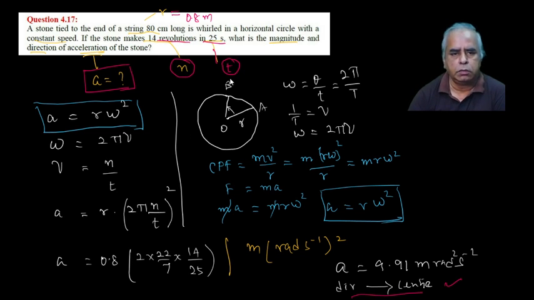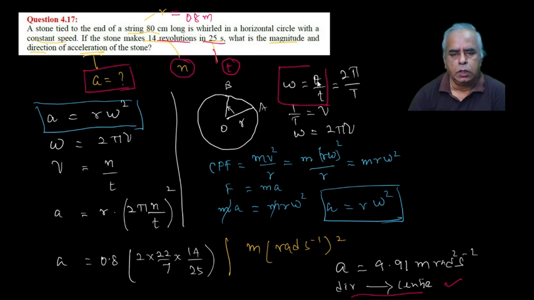See, when the stone tied to the string is whirled, that is rotated, what happens? There will be an inward pulling, and it rotates like this. O is the center of the circular motion. From A, the stone goes to B in the circular motion, making an angle theta. So what is the angular velocity? Omega is equal to theta by t.